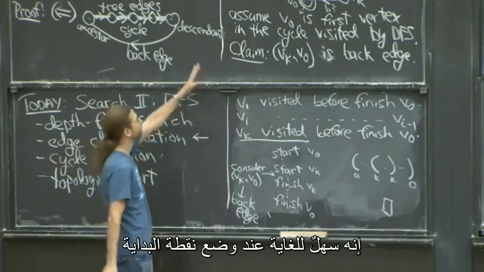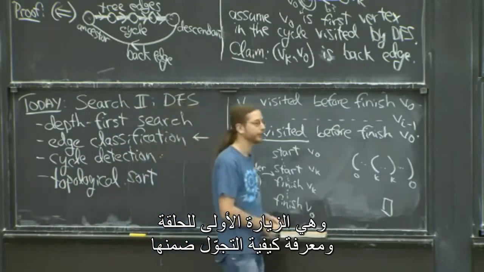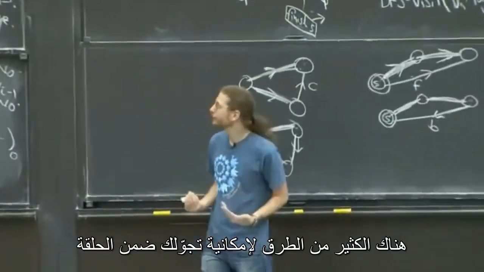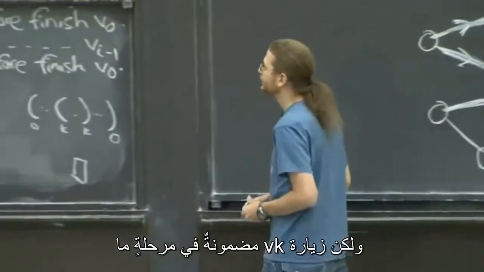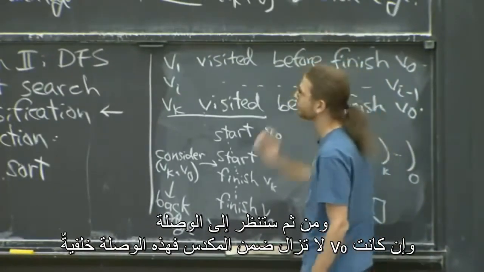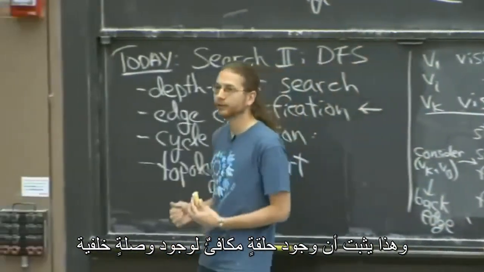It's pretty easy once you set up a starting point, which is to look at the first time you visit the cycle, then just think about how you walk around the cycle. There's lots of ways you might walk around the cycle, but it's guaranteed you'll visit vk at some point. Then you'll look at the edge. v0 is still in the stack, so it's a back edge. And so this proves that having a cycle is equivalent to having a back edge.